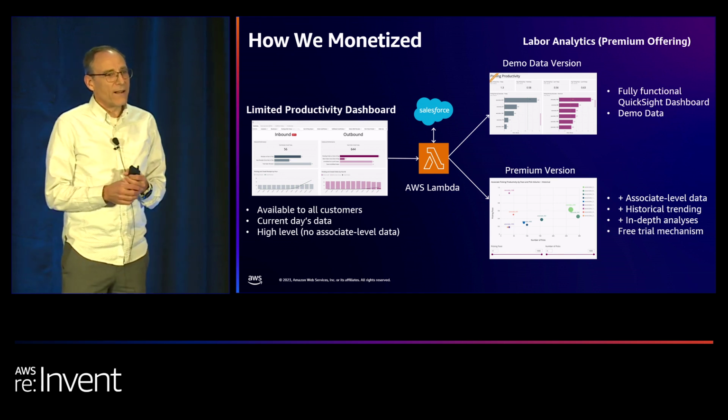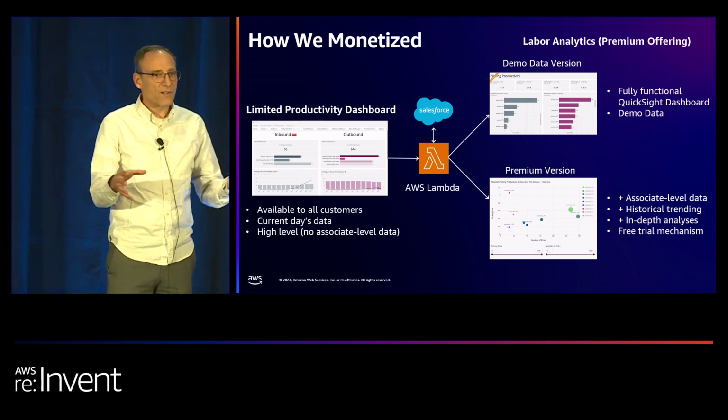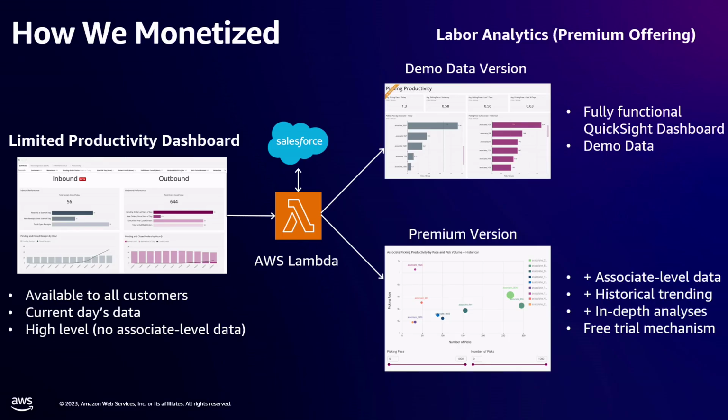What we did is we created a really valuable dashboard that all of our customers can use. It's included in their subscription, which is a warehouse productivity dashboard. It's super useful, but it only gives them data for the current day, and it's an entire level. But this is the thing that helps them really get through that race each day. And then we created a premium labor analytics dashboard that not only gives associate or team member level granularity in terms of productivity and customer level granularity for productivity, but it also gives that historical perspective.